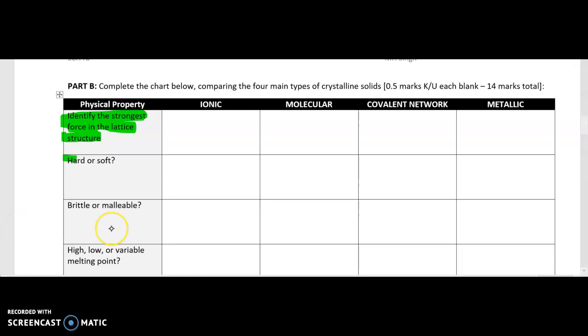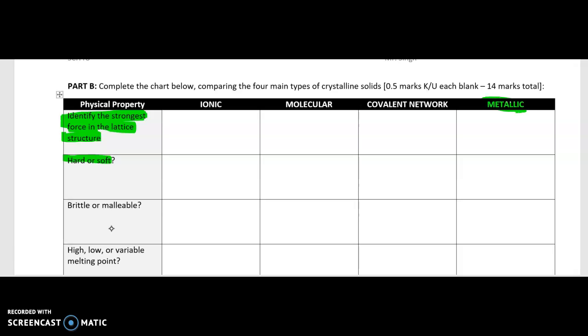Hard or soft is pretty self-explanatory. Is it hard or is it soft? But the answer may not be that clear. It could be variable, so you can write that in as well. So you can write things like it's hard under these conditions or it's soft under these conditions, or you can say both. Remember that these are big categories, like the metallic category, for example.